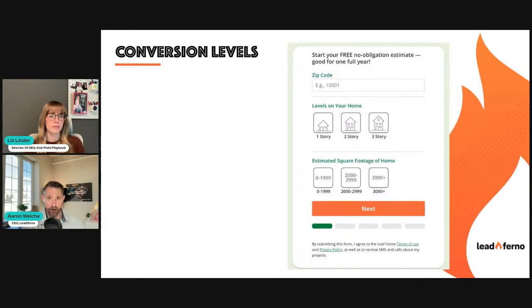Here's another one for an estimate for a gutter company as well. So they're making it easy, like how many levels in your home and estimated square footage. So they're using visual things that take you through that process.